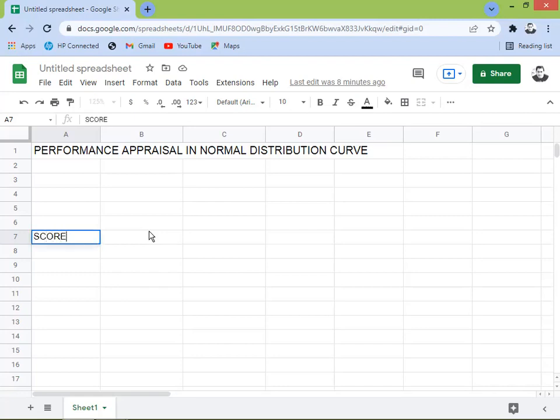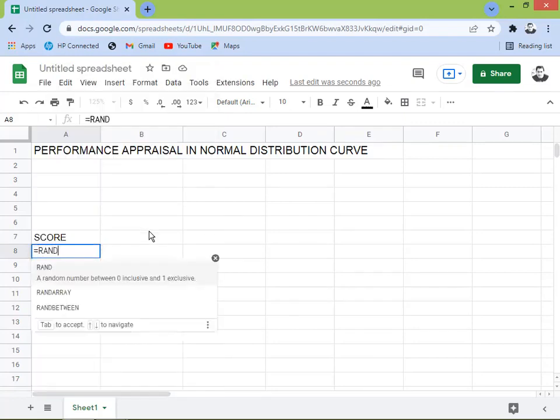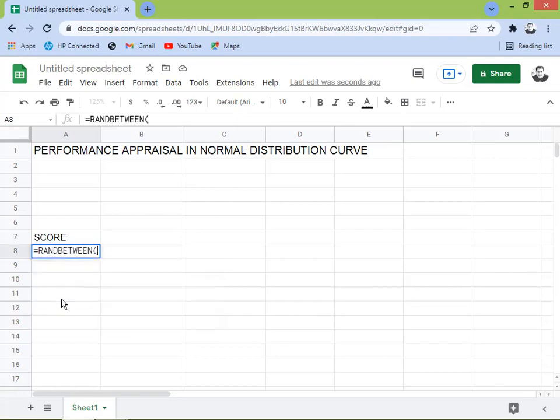So what we're going to do to get the sample of the score, I'm gonna do a RANDBETWEEN. Okay. So equal sign RANDBETWEEN. So click the RANDBETWEEN function. Then the arguments would be low, comma, and high numbers. These are the sample numbers that we're gonna get.